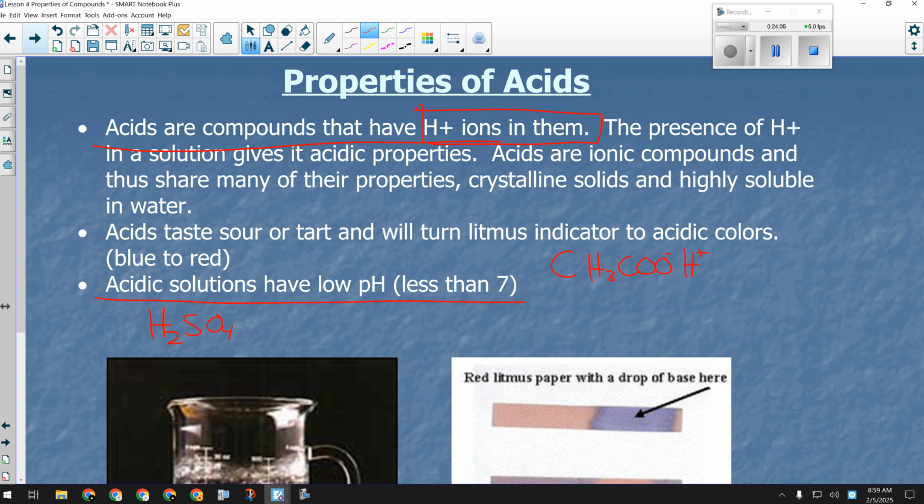What kind of pH? Less than 7. Less than 7. Okay. Because it's an ionic compound with hydrogen acting as the metal. All right, is that making sense? That's kind of the process that we're going to walk through today and tomorrow when you're looking at your unknowns.